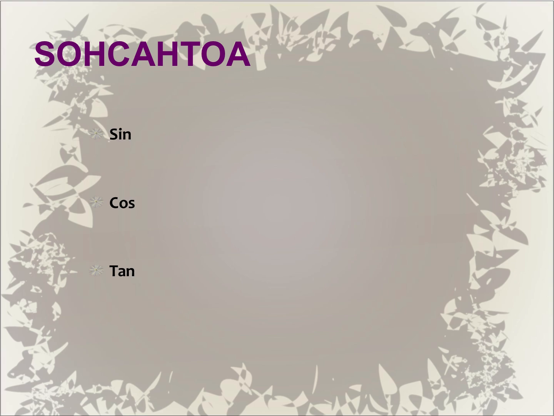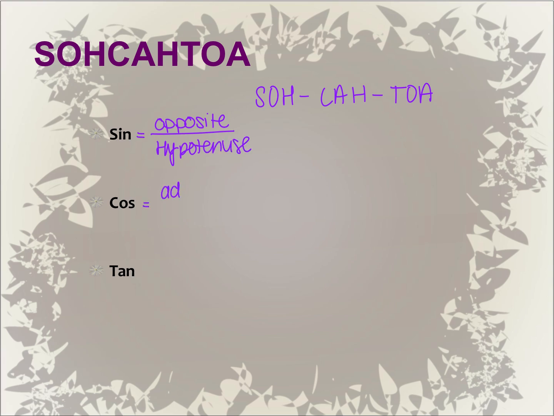All right, SOHCAHTOA, they're writing it out for us. They want us to fill out the ratios. So yes, I am also going to write it. Again, if you're spelling these incorrectly, it's going to mess you up on your ratios. So sine, I'm going to have opposite over my hypotenuse. Cosine, I'm going to have adjacent over my hypotenuse. And then tangent, I'm going to have opposite over adjacent.